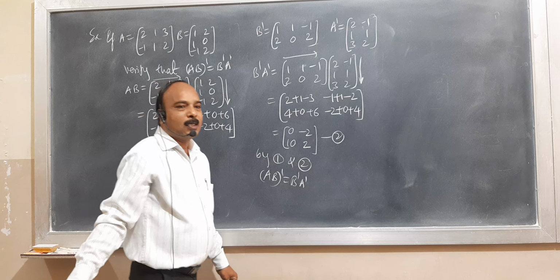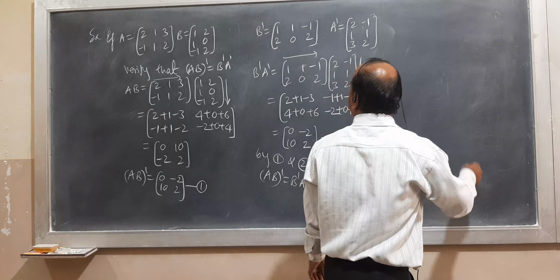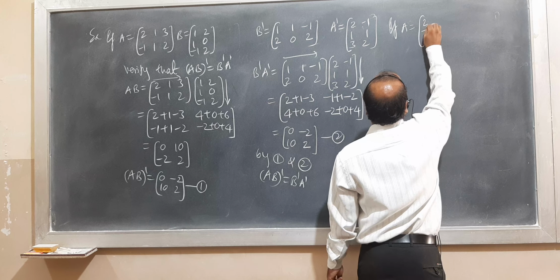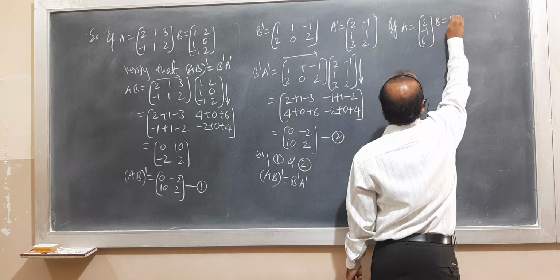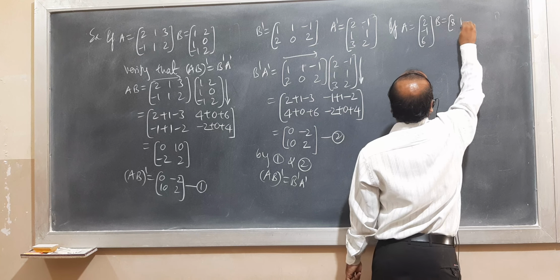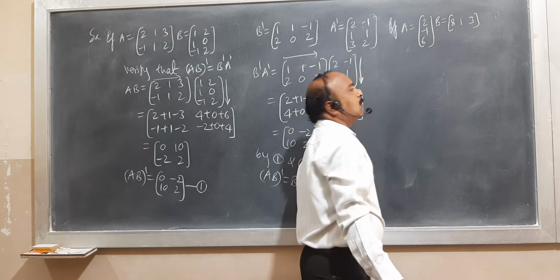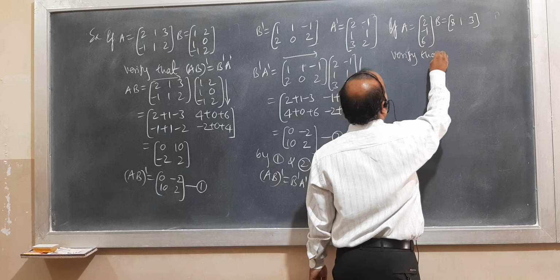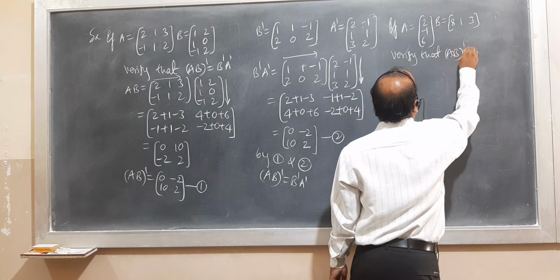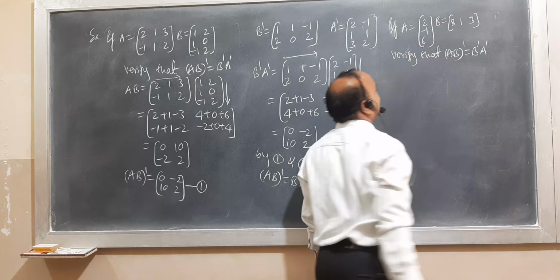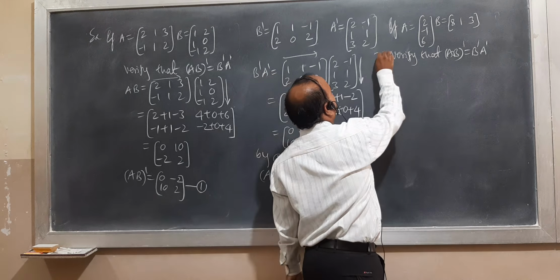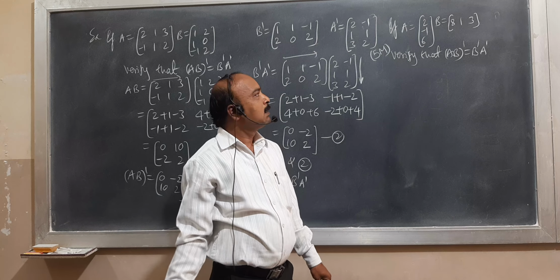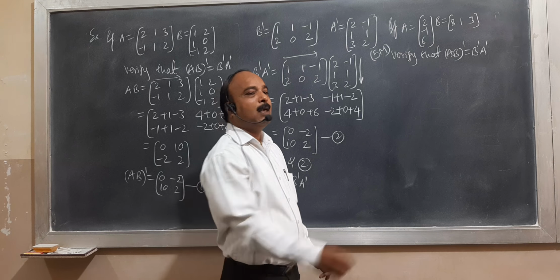Next we go for another important 5 marks question. If A equal to [2; -1; 6], B equal to [8 1 3], verify that (AB)' equal to B' A'. It is an important 5 marks question, number of times appeared in the examination. Here first we go for AB matrix.